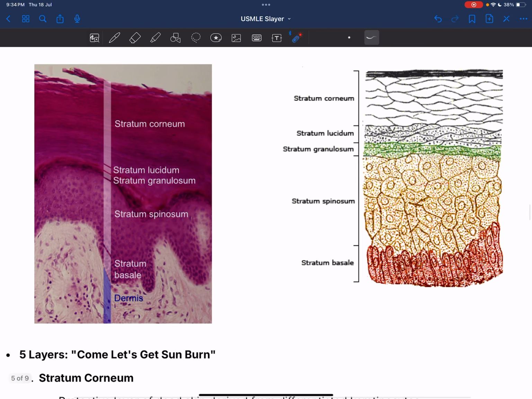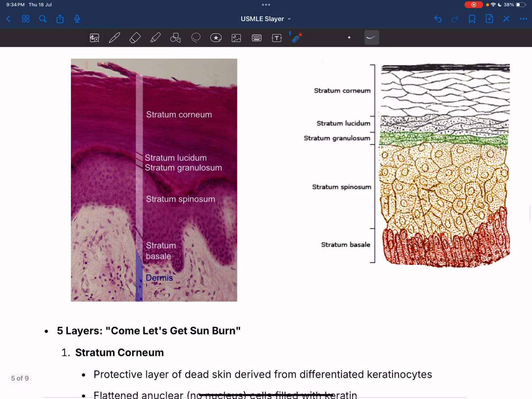And these are 2 pictures, and we will talk about each of them, right? But a really quick acronym is: come, let's get sunburnt. Let's keep this as the headline of our module for today. So come, let's get sunburnt. The C is for corneum. That is the first and most superficial layer. Then we have lucidum, we have granulosum, we have spinosum, and we have basale.